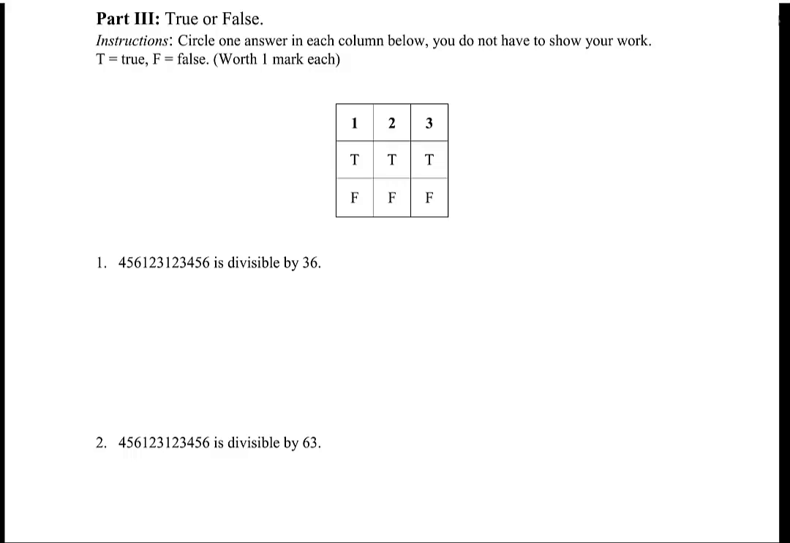Alright, so we're ready for the grand finale of this test. We have 3 true and false problems to work out, and we get to use the mod magic tricks that we found earlier in the test. So first up, divisible by 36 means we're searching for a remainder of 0 in mod 36. The trick that we thought of for 36 was to use 4 and 9's trick.